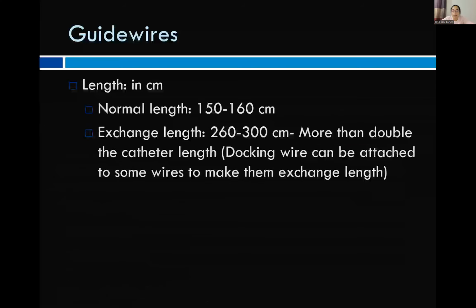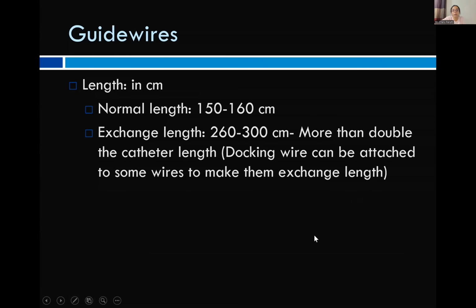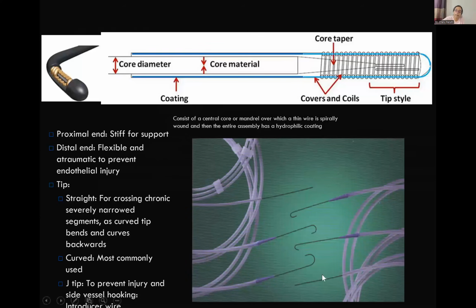Towards the distal end, the core or the mandrel is very thin, which makes it floppy and atraumatic. And proximally, this core or mandrel is thick. And this entire thing might be covered with the hydrophilic material or might not be, but usually they are. Then, based on the shape of their tip, they can either be straight tip, curved tip, or J tip wires. And then, also based on their stiffness, they can be either normal wires, stiff wires, or extra stiff wires.